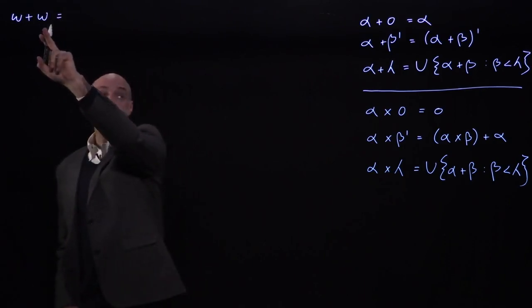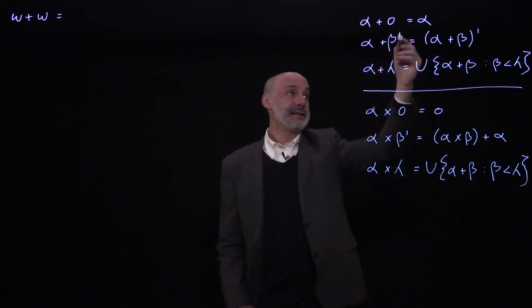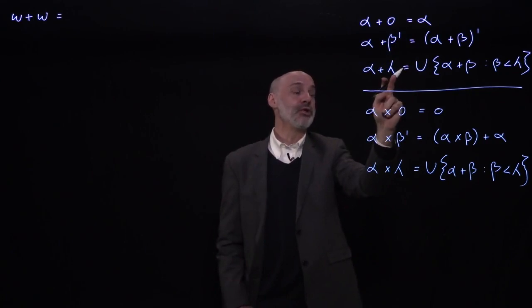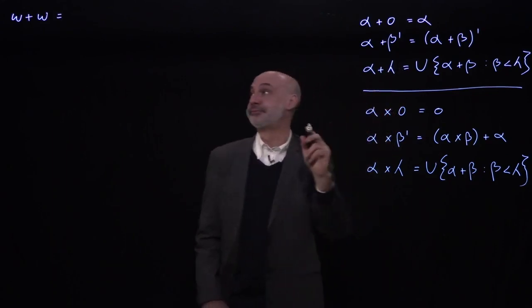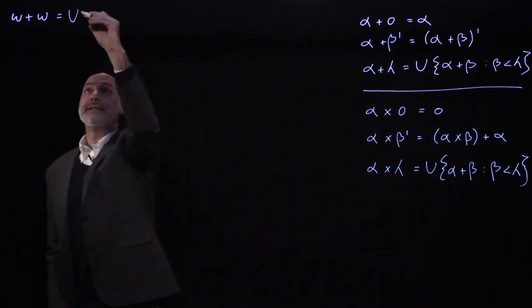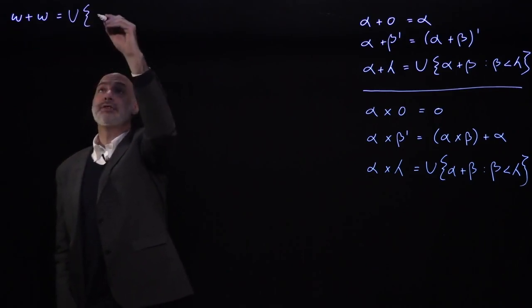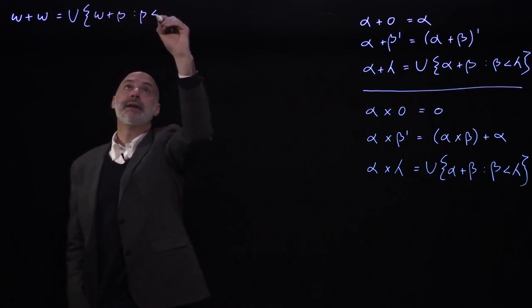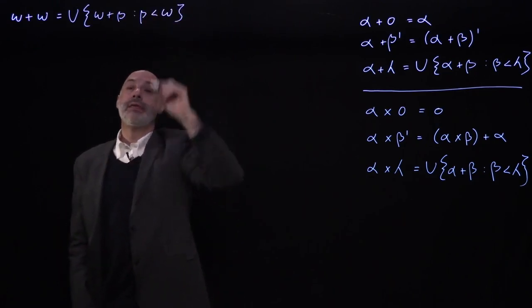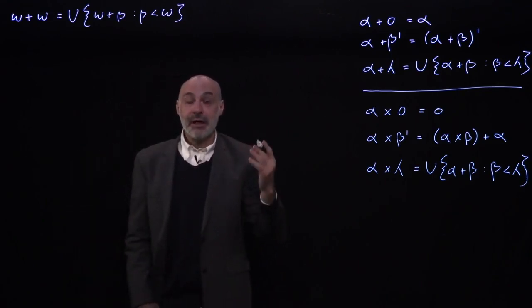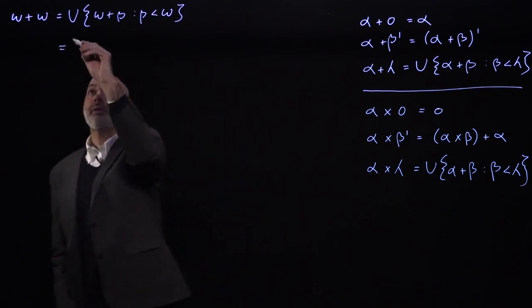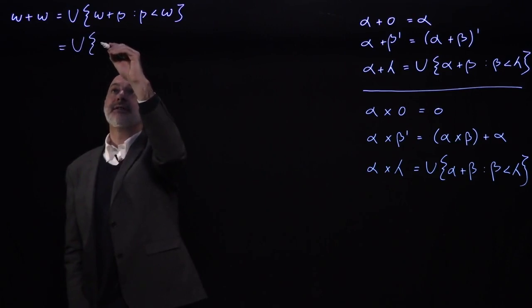Omega is a limit ordinal. So of the three clauses in our definition of ordinal addition, we need to look at the third one, which corresponds to the case in which what we add to alpha is a limit ordinal. So by our third identity, omega plus omega is the union of omega plus beta for beta smaller than omega. And of course, the ordinals smaller than omega are just the finite ordinals. So that set is just this one.